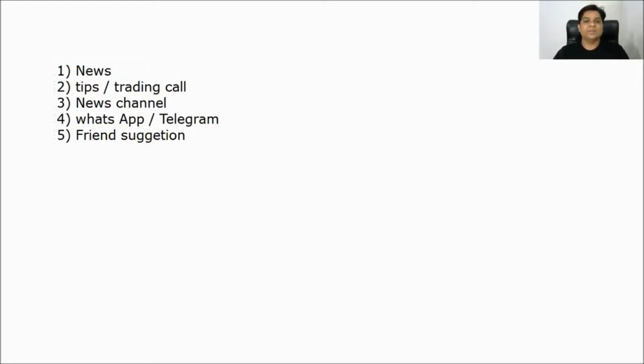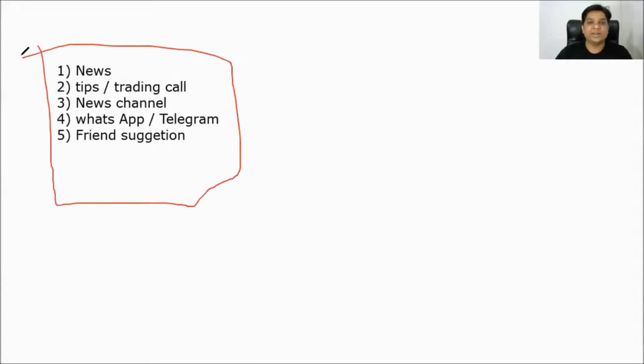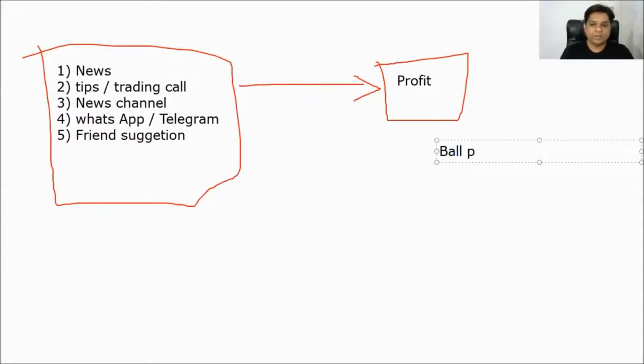So these are the reasons some newbie or retail traders trade in the stock market. And the simple result you try to get out of it, which is common, is profit. So we need to understand how to get the same result. In the example, we have discussed the ball pen. Here I'm writing a ball pen.